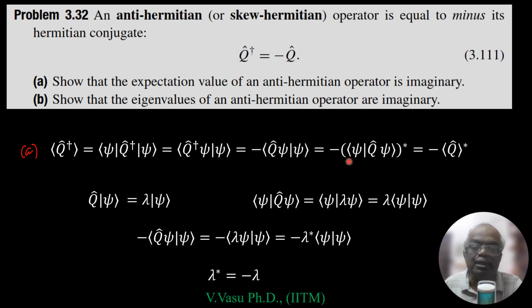So what is this? This is nothing but the expectation value of Q, but complex conjugated. So there is a negative sign. Q dagger expectation is minus Q complex conjugate. So naturally it will be imaginary. Then we will come to part B.